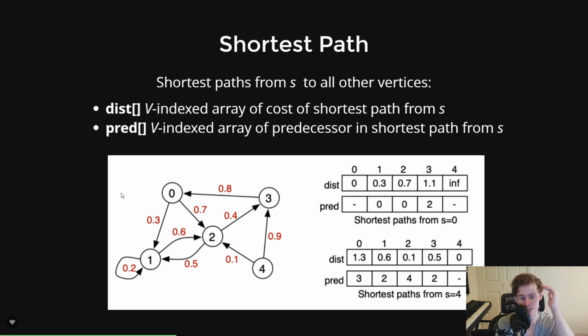And that makes sense because the in degree of vertex 4 is 0. There's no way to get to it. Therefore, there's no way to meaningfully determine what the shortest path to it is.